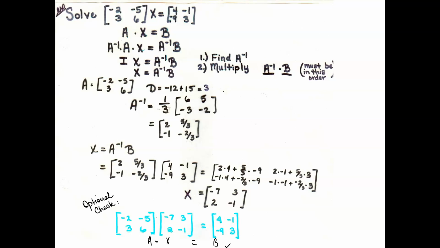Now, it has to be in that order. A times B is not the same thing as B times A. If you don't multiply it in that order, you will not get the right answer. Okay, so let's try this example that they gave us.